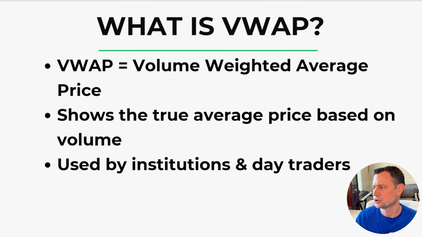Traders and institutional investors use VWAP to assess whether a security is trading above or below its average price, helping guide entry and exit decisions and evaluate trade performance. Okay? So that shows you what VWAP is and why people use it. And it is used by institutional investors, which is great to know, because obviously the more people that use VWAP, the more accurate it's going to be, right?